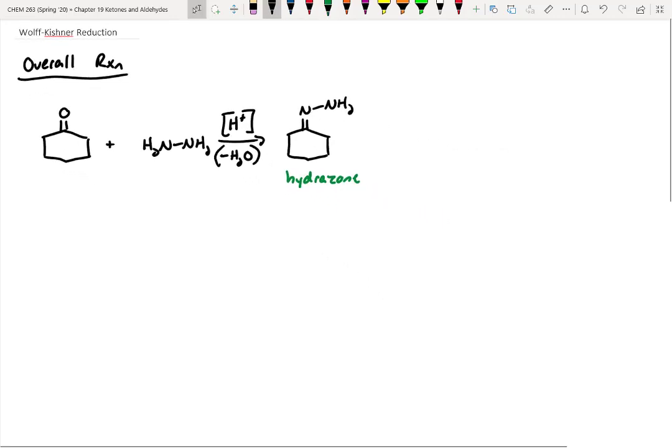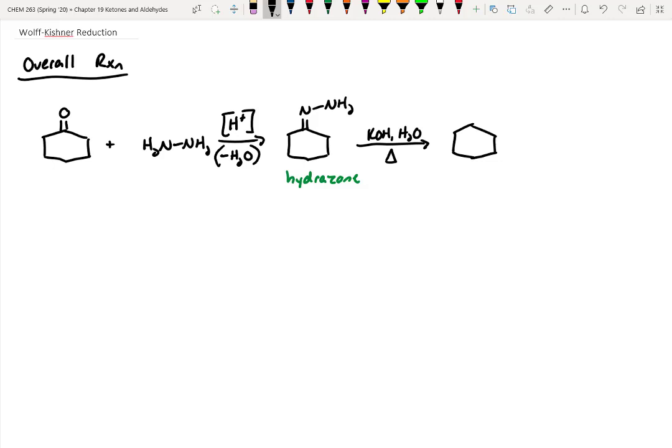And if we have our hydrazone, we can then treat it with KOH and water and heat it up for a while. And when we're done, we can completely remove that group, and our byproduct is going to be nitrogen gas. So that nitrogen gas is just going to bubble out of solution. All right, so let's take a look at this mechanism in more detail.